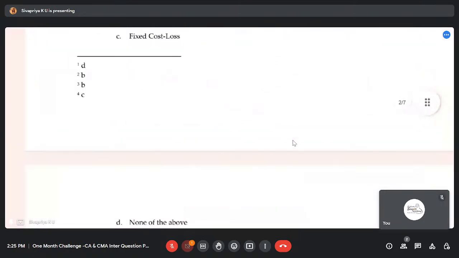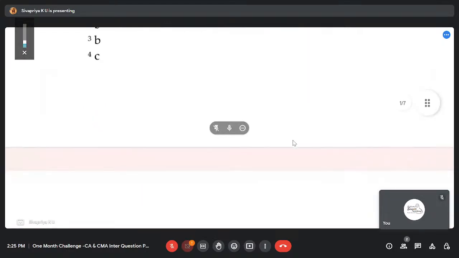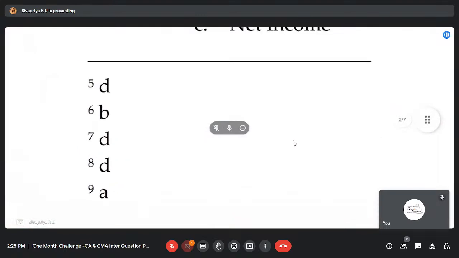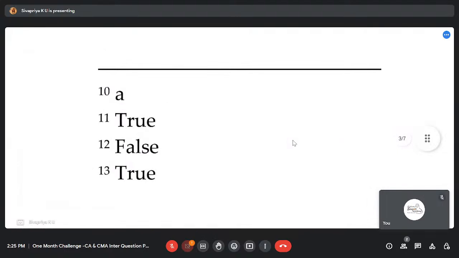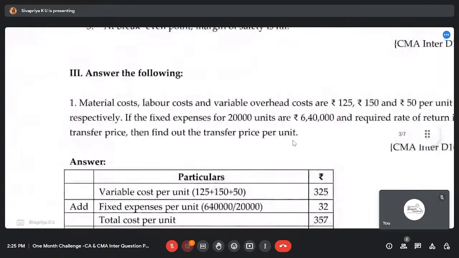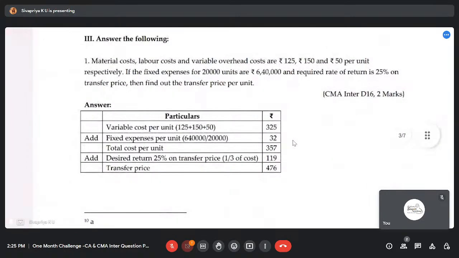Test number 2. It's D, B, B and C. Fifth one D, B, seventh is D, eighth D, ninth one is A. 10th one A. True for true or false, first one true, then false and then true. Answer the following question. Transfer price is 476.